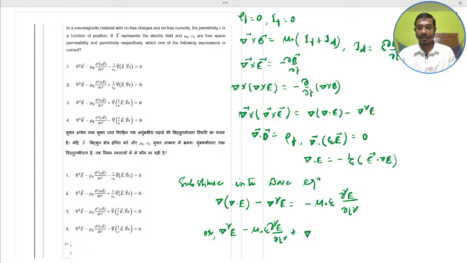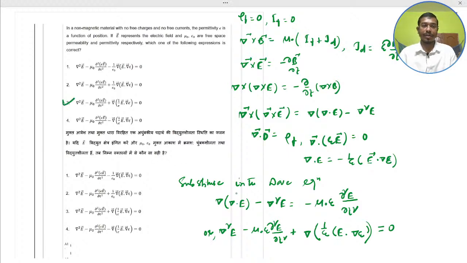plus del of 1 by epsilon E dot divergence of epsilon, this is equal to 0. This is our final expression. So option 3 would be the correct one.